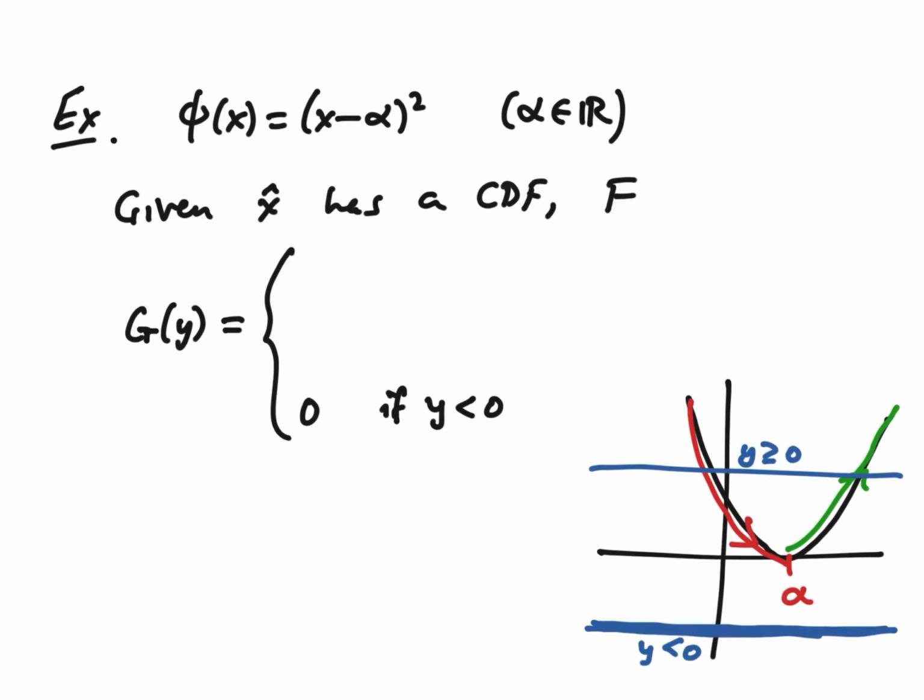In that case, first of all, we can easily calculate the local inverses. Basically, this piece is phi 1 of x, where x is up to alpha. That's the domain. And what's its inverse? Phi 1 of x itself is just x minus alpha squared. So we can set that equal to y and then invert. So we'll take the square root.